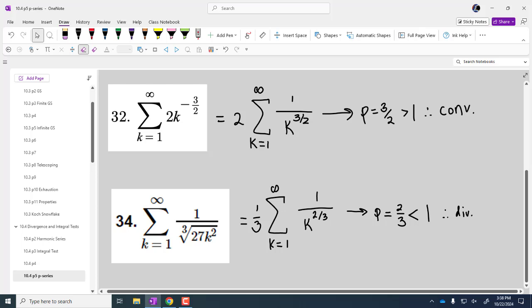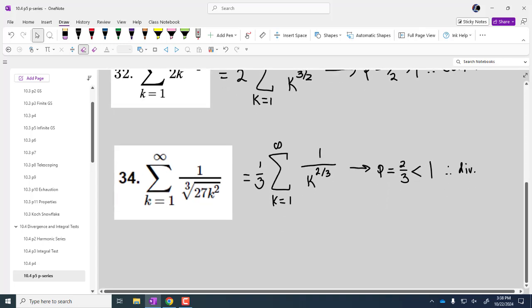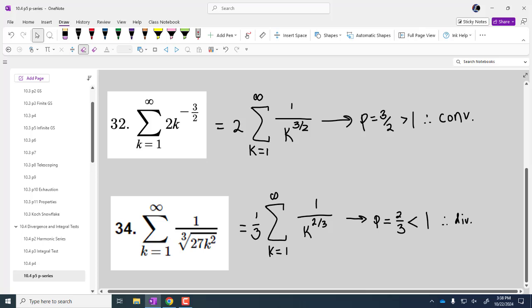P series are kind of a cousin of improper integration. Hopefully these will be easier than some of the other ones. To get full credit, we have to show this part. Right off the bat, I can see that this one converges, this one diverges, so we have to show this work. As long as you can show P, you could definitely shortcut it a little bit. Okay, so there is a P series.